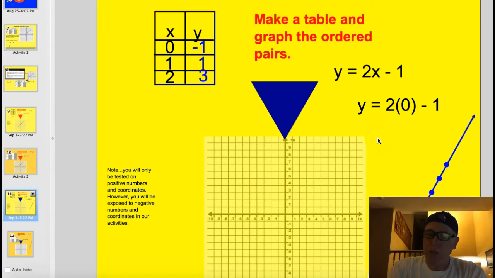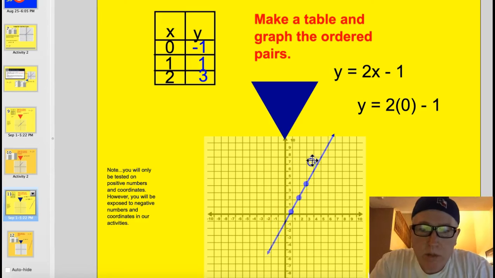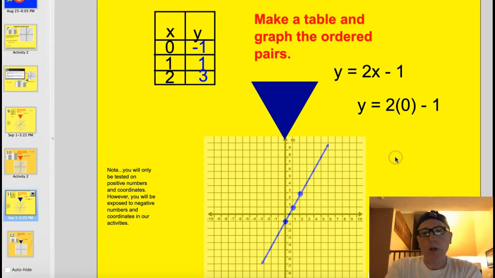So now we just graph it. We just put these numbers on, and I took some shortcuts to make it easier for us. 0, negative 1, so I'm over here at 0, and I go to negative 1 right here, and everything else should line up. Let me just check. Do I have 1, 1, over 1, up 1? I sure do. And do I have 2, 3, over 2, up 3? There you go. You started with an equation, and you were able to graph it and create the table.